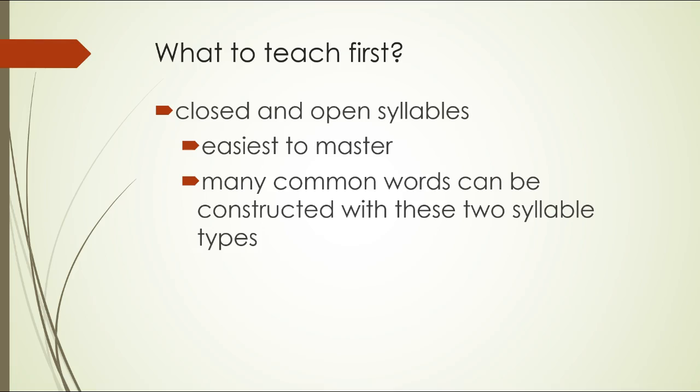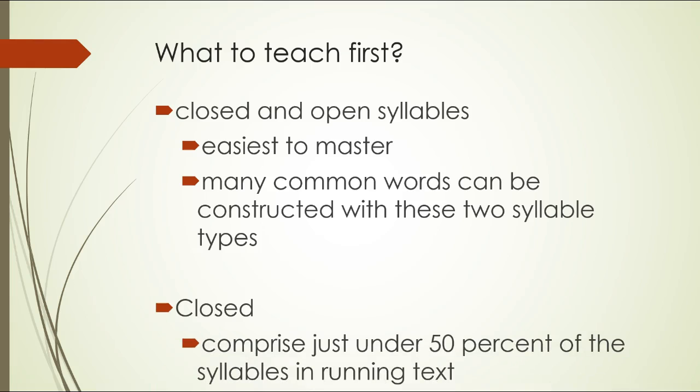Before you master R-controlled syllables, vowel team, consonant-le, all those other ones, open and closed are going to be the easiest for you to identify and master. Also, many common words can be constructed with just these two syllable types alone. And so by teaching our students these two syllable types first, we're going to be able to help them with a lot of common words.